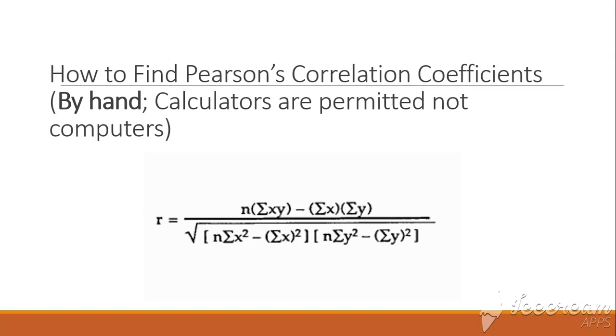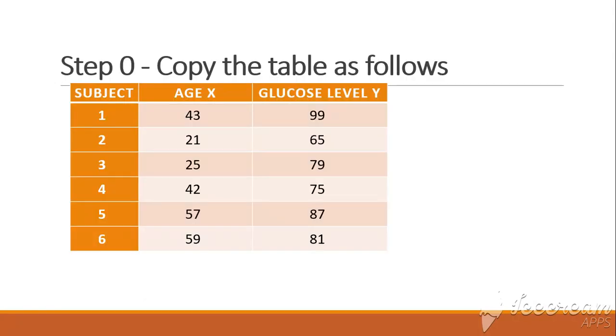I'm going to show you the way of doing this with a calculator, because if it is in a computer it's just a matter of a few seconds. You just have to click the columns and you will get the answer of correlation. We are taking a classic example of age and glucose level. Glucose level is an indication of diabetes. At a young age it is less, at a higher age it is more.